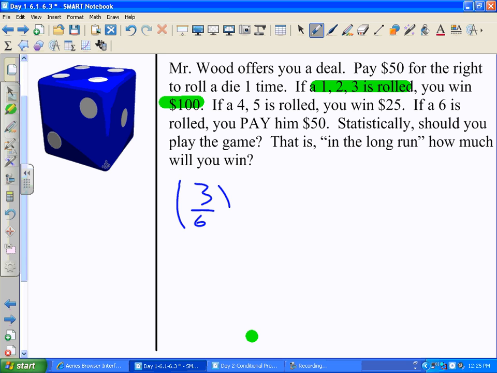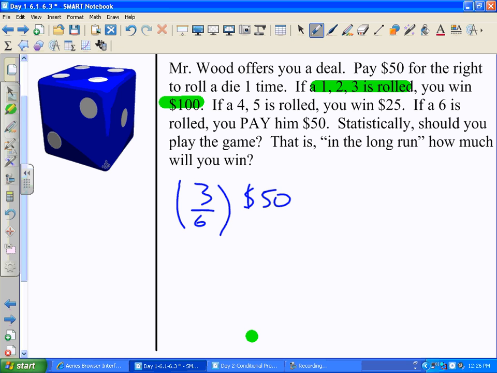Are you okay with me putting just our profit and loss at this point? Because we agree here I'm going to actually just win $50. Does that make sense? So if you roll a 1, 2, or 3 in the context of this problem, you're really going to win $50. Does that make sense? Is everybody kind of okay?